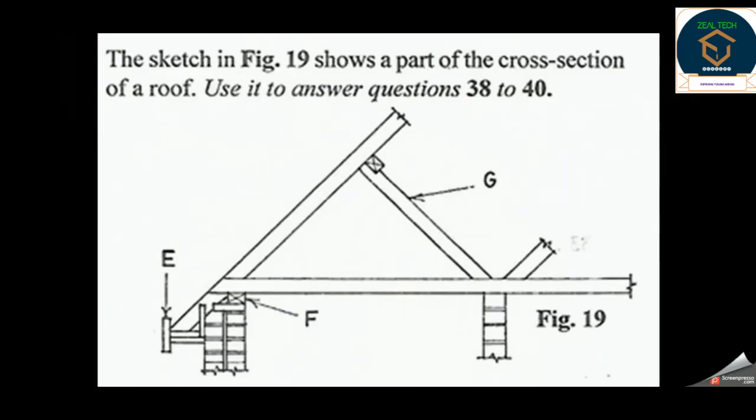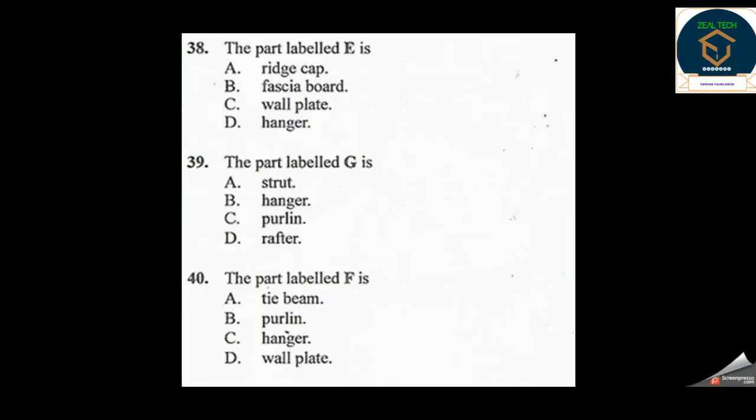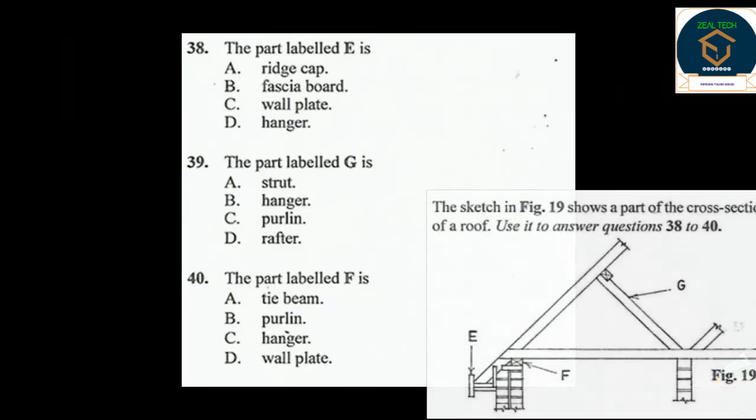Now we have to use figure 19 to answer questions 38 to 40. So let us look at the questions exactly. Look at the diagram on the right, and we take the questions from there. The part labeled E is called the fascia board, the front part of a roof. Question 39, the part labeled G is the strut used to support the roofing structure for a house. It's called the strut. The answer is A.